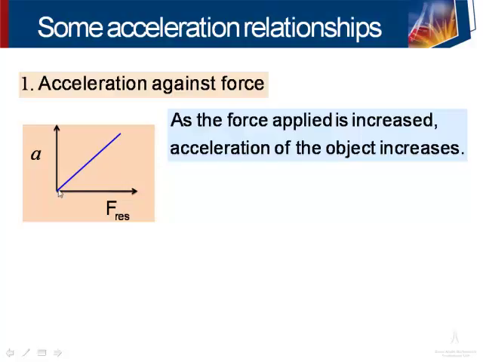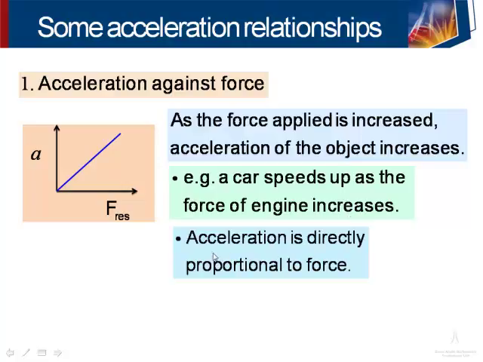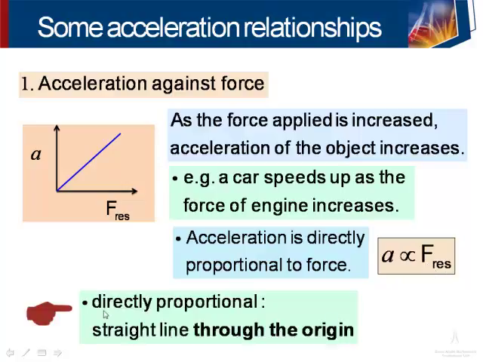So we get a positive slope, and an example of this would be a car speeding up or accelerating as the force of the engine increases. So acceleration increases as the force of the engine increases. This proportion is a direct proportion, so acceleration is therefore directly proportional to force. This is represented in this relationship, acceleration directly proportional to F res. We therefore say a directly proportional graph shows us a straight line graph passing through the origin.